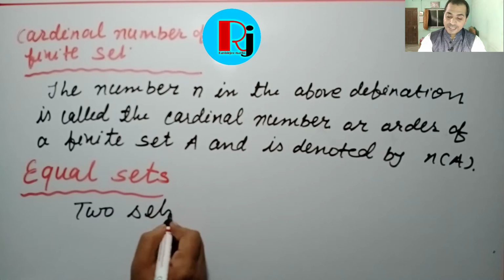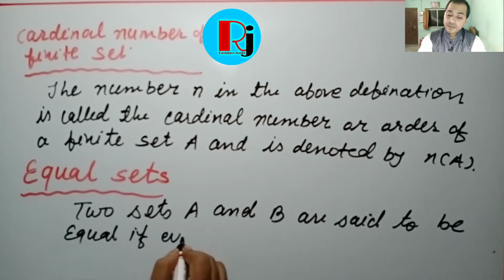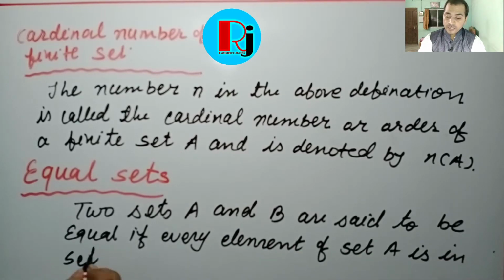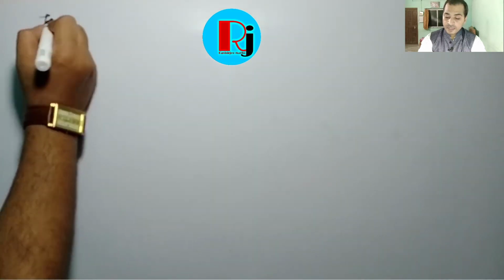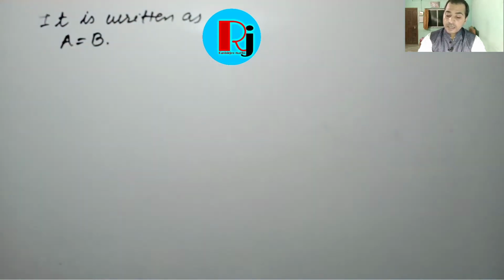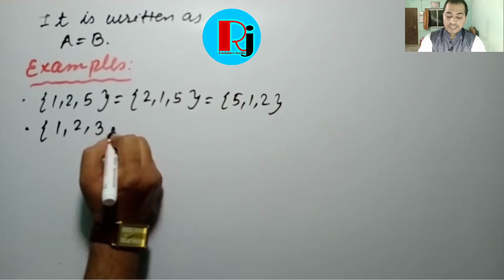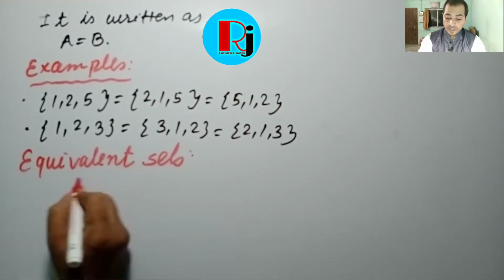Equal sets. Two sets A and B are said to be equal sets if every element of set A is in set B and every element of set B is in set A. It is written as A = B. Example: {1, 2, 5}, {2, 1, 5} and {5, 1, 2} are examples of equal sets.